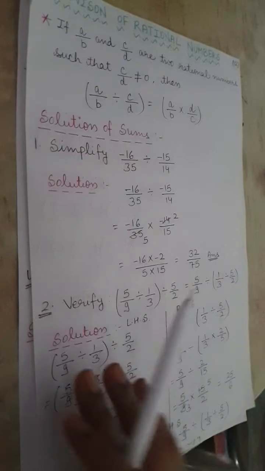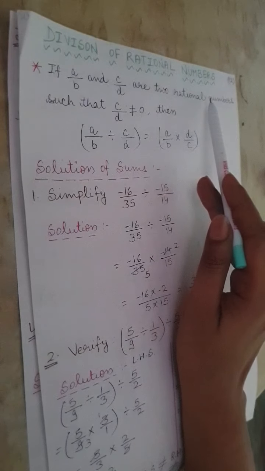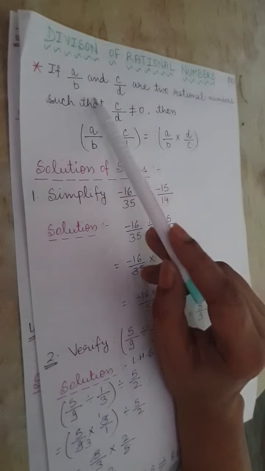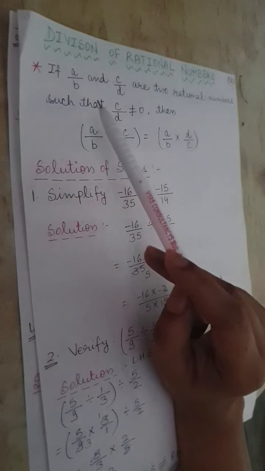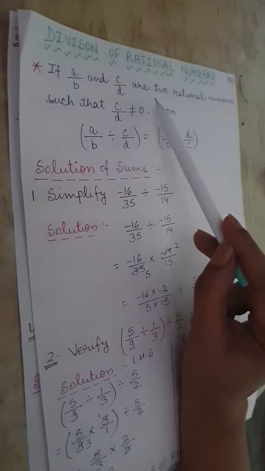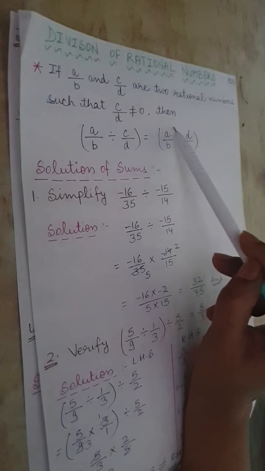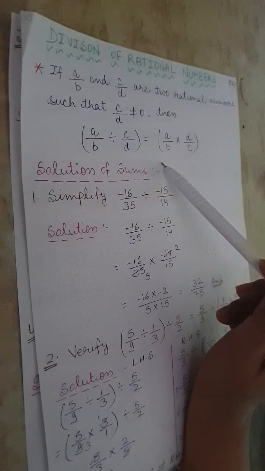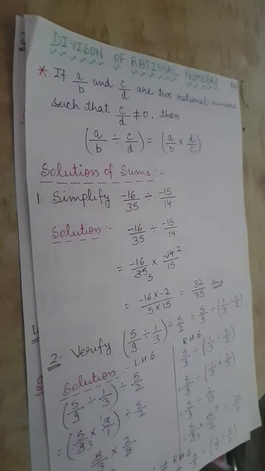What is the next topic? The next topic is division of rational numbers. If A upon B and C upon D are two rational numbers such that C upon D is not equal to 0, then A upon B divided by C upon D is equal to A upon B multiplied by D upon C. Just take a look.